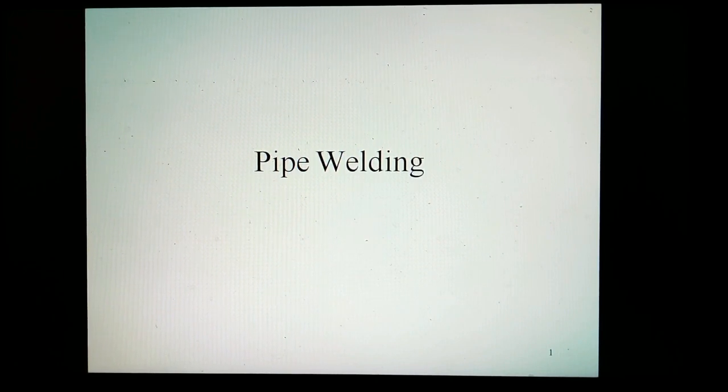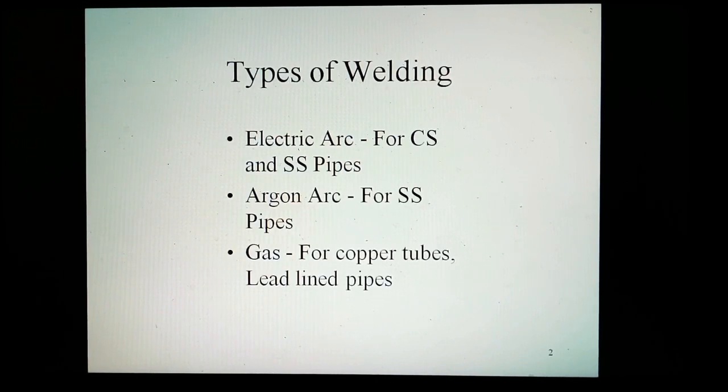This video is about pipe welding. Types of welding. Electric arc welding is used for CS and SS pipes. Argon arc welding is used for SS pipes. Gas welding is used for copper tubes or lead-lined pipes.